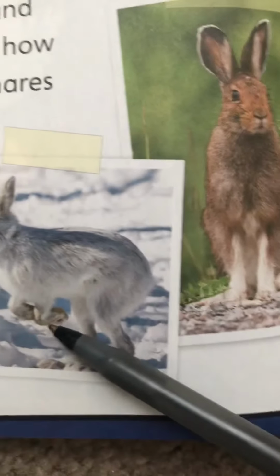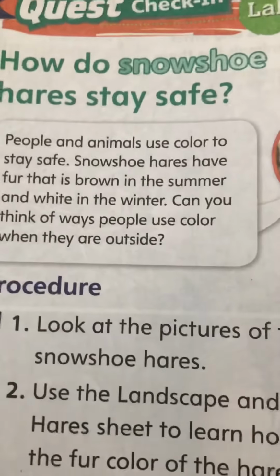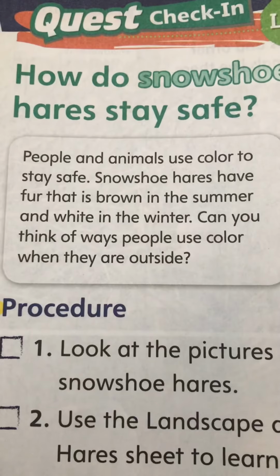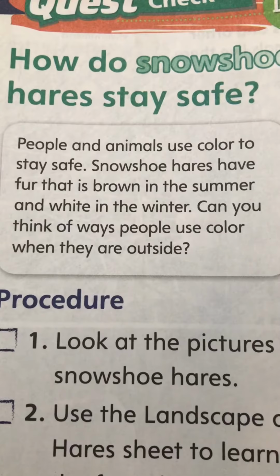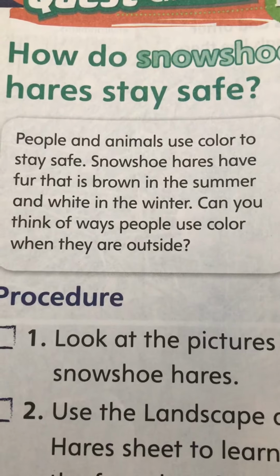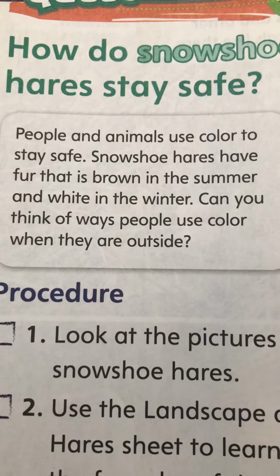Okay, this animal is called a snowshoe hare. And look at how its fur changes color. So let's read about the snowshoe hare really fast. People and animals use color to stay safe. Snowshoe hares have fur that is brown in the summer and white in the winter. Can you think of ways people use color when they are outside?